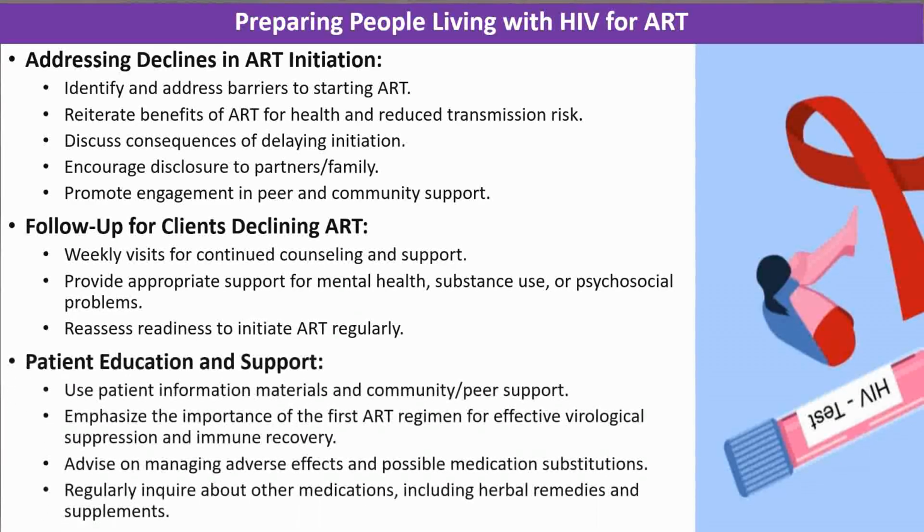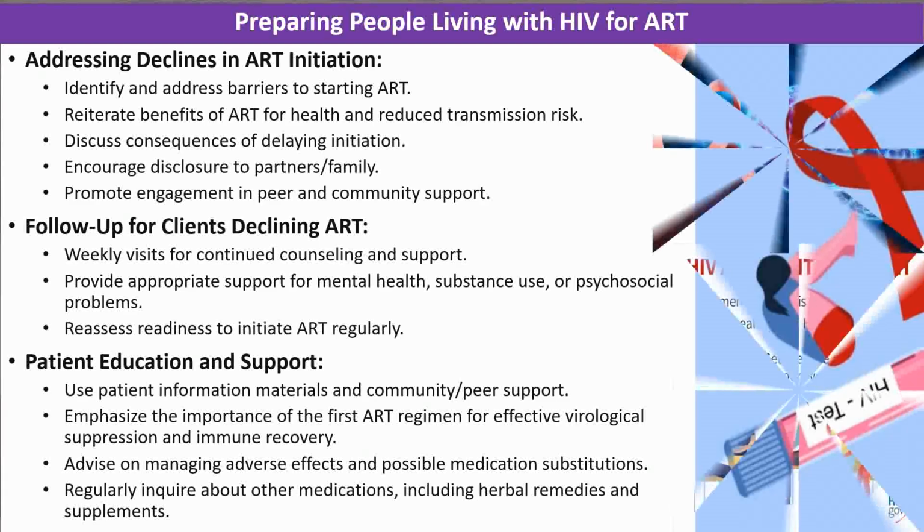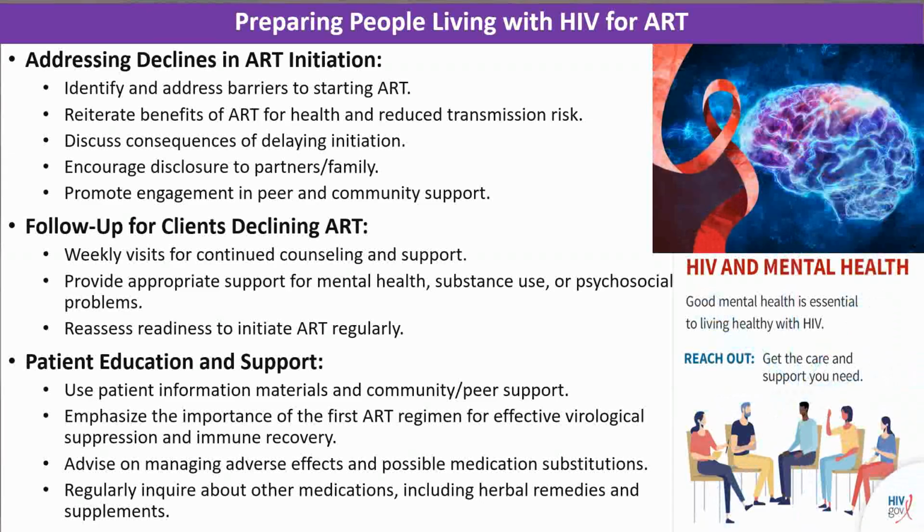Delaying the initiation of ART can have serious consequences. It's not a decision to be taken lightly. Therefore, we encourage open discussions and disclosure to partners and family members, fostering an environment of support and understanding. Community engagement is another cornerstone of this preparation. By involving peers and community support groups, we create a network of encouragement and shared experiences, which can be incredibly empowering for someone about to embark on ART.